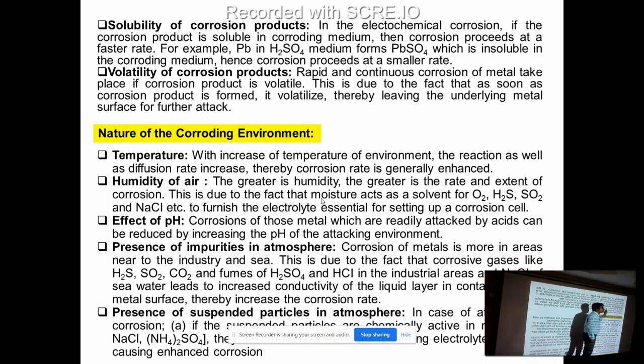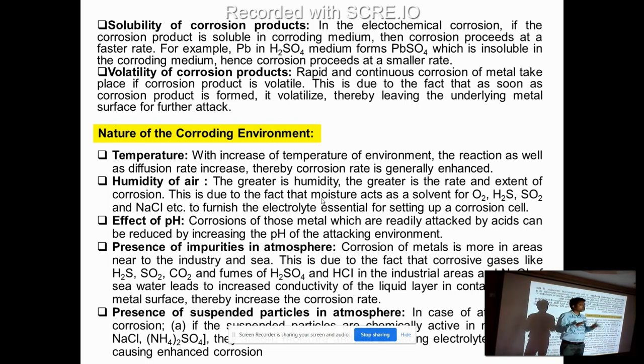The last parameter is the volatility. That is also one parameter, is it not? See, whatever corroded product is formed, if it is volatile, what will happen? It evaporates. See, corrosion has already taken place. Now this surface is corroded. Now this corroded product is volatile. What will happen? It just evaporates. If it evaporates, what does that mean? Again, fresh surface is exposed to oxygen. So oxygen will come, water is there, and again oxidation takes place. So as volatility increases, corrosion increases.